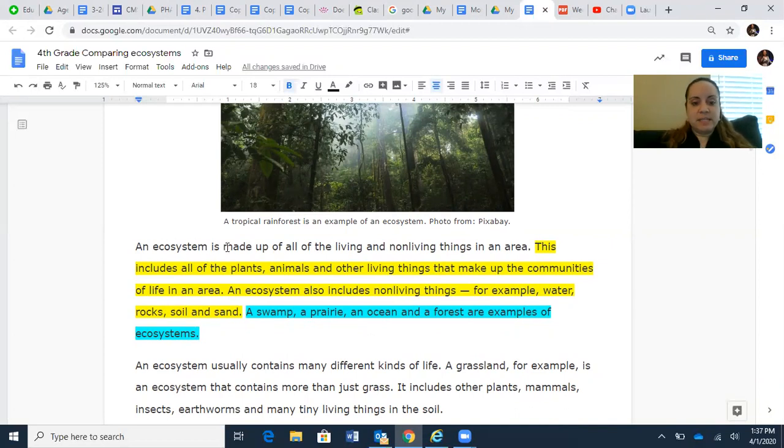An ecosystem is made up of all the living and non-living things in an area. This includes all of the plants, animals, and other living things that make up the communities of life in an area. An ecosystem also includes non-living things. For example, water, rocks, soil, and sand. A swamp, a prairie, an ocean, and a forest are examples of ecosystems.